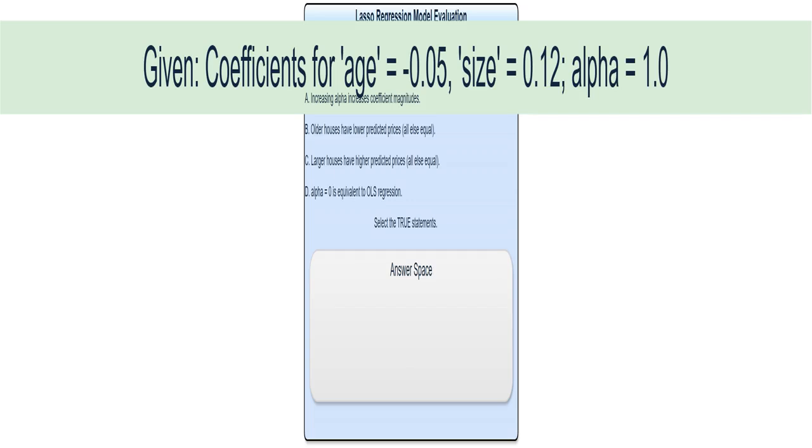Here, I see that the coefficient for age is -0.05. This tells me that for each additional year of a house's age, the predicted price decreases by 0.05 units. The coefficient for size is 0.12, indicating that for each additional square foot, the predicted price increases by 0.12 units. It's important to pay attention to the signs, plus or minus, and the magnitudes of these coefficients.